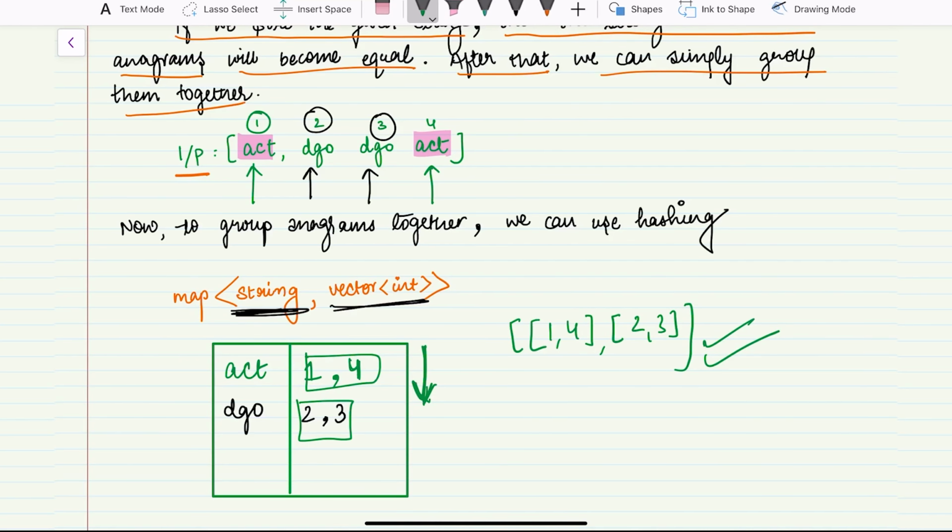Also we will only put the vector in this resultant vector if it has a size of greater than 1, right? If the vector has size of just 1, then that means there is no anagram present for that particular string. So we can simply ignore that, right?